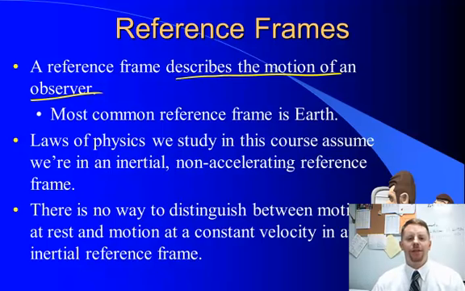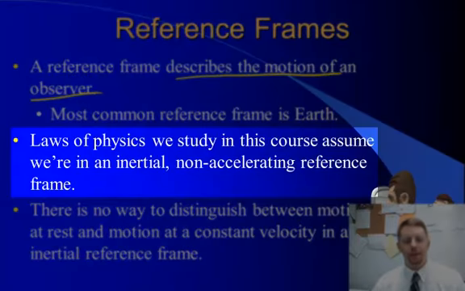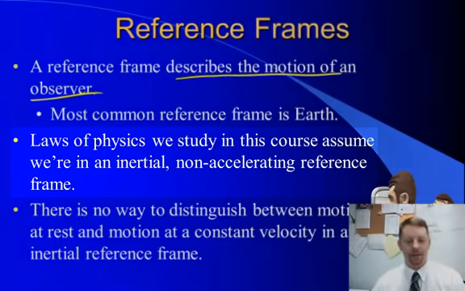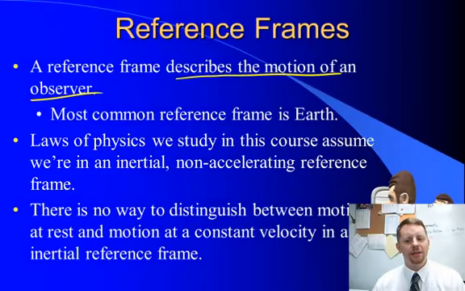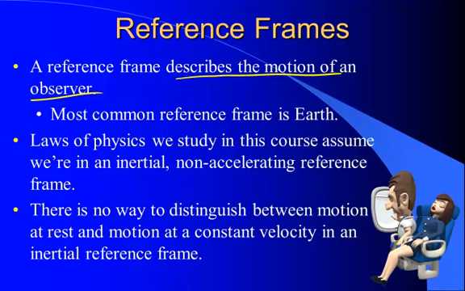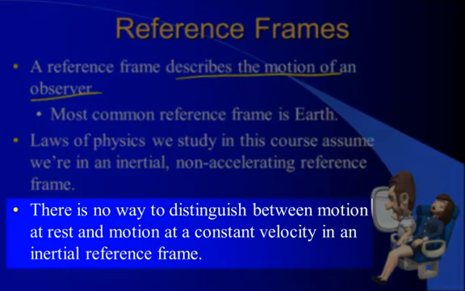The laws of physics we study in this course are going to assume that we're in a non-accelerating, inertial reference frame, which isn't exactly true because typically we're worried about problems here on Earth, and the Earth is spinning on its axis, so we are accelerating a little bit. But typically that is so small that we can make the assumption that we are in a non-accelerating reference frame and everything works out close enough. Finally, there's no way to distinguish between motion at rest and motion at constant velocity in an inertial reference frame.